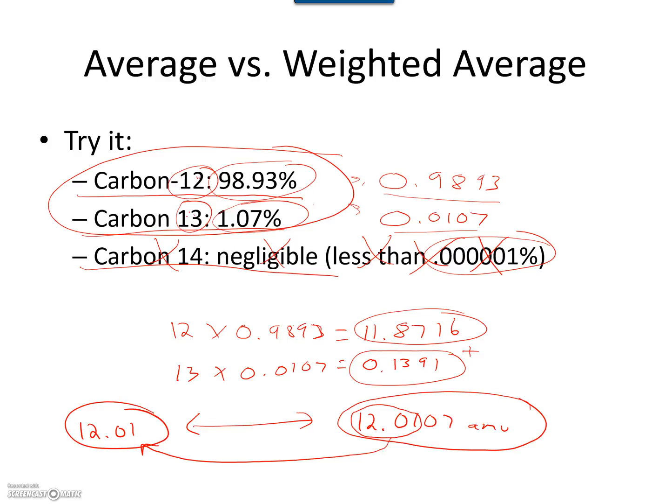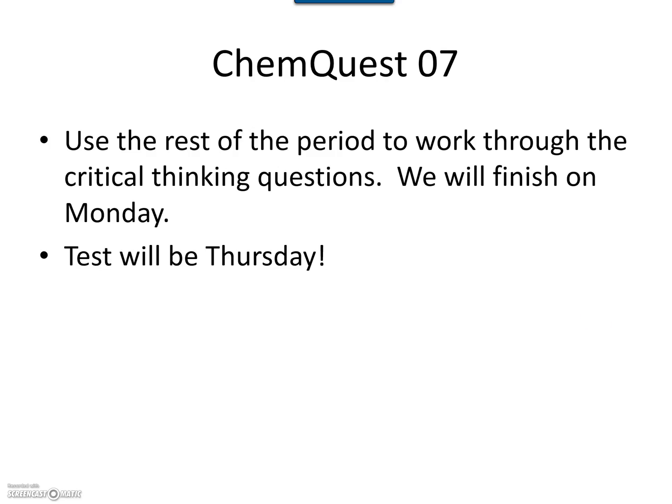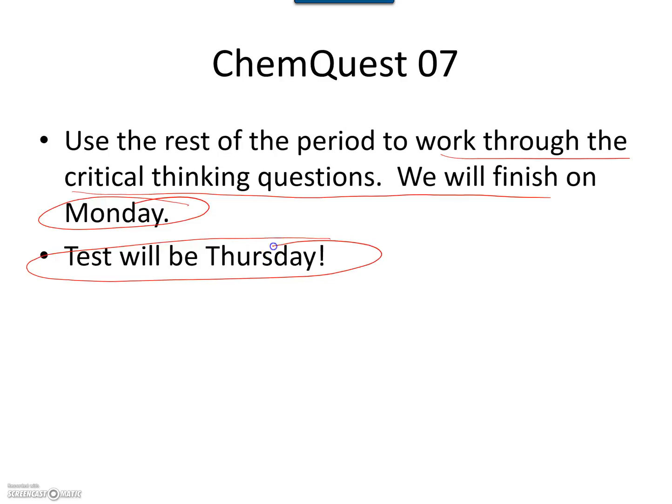All right, so that's what we did today. Then we have the rest of the period to work through critical thinking questions. I'd like to have that done Monday. By the way, the test is Thursday. This is the last lesson from this unit, so you have between Friday and Thursday to master all this material. ChemQuest 7, we'll finish that Monday. You'll be getting all your review materials then too.